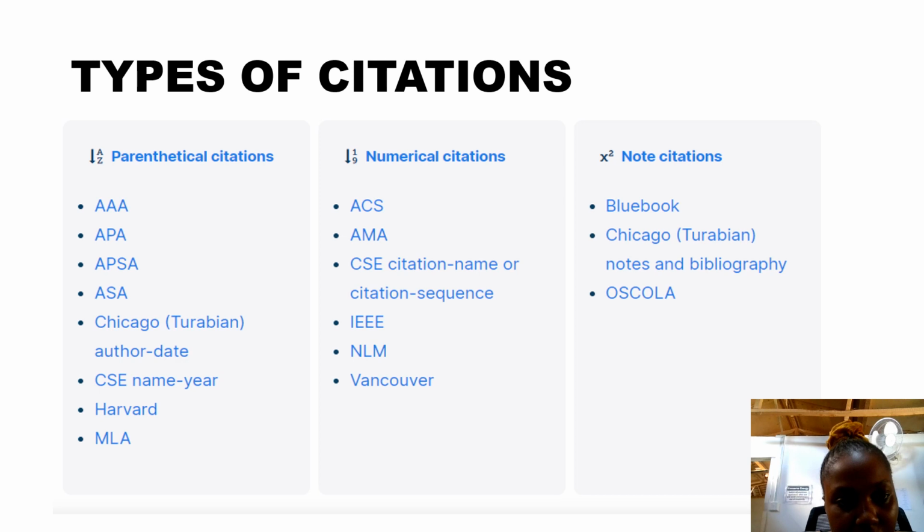Examples of parenthetical citations are AAA, APA, APSA, ASA, Chicago, Harvard, MLA, and so forth. Numerical citations include ACS, AMA, CSE, IEEE, NLM, Vancouver. Note citations include Bluebook, Chicago, Turabian, or Scholar. Okay?